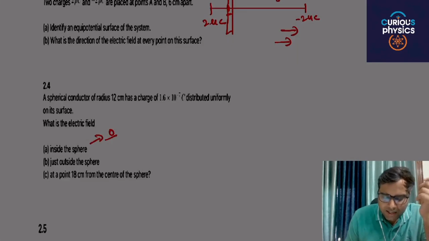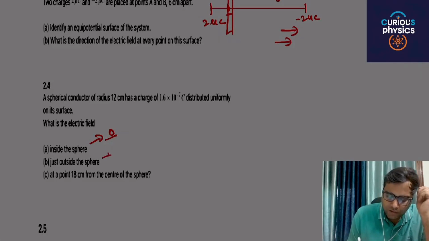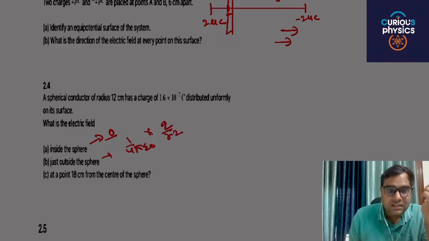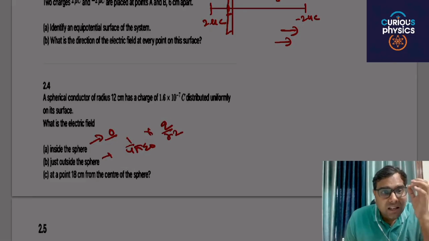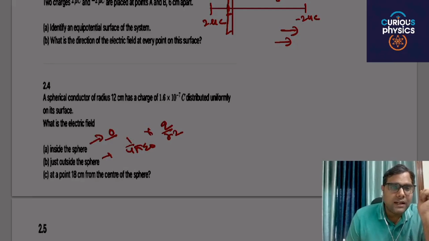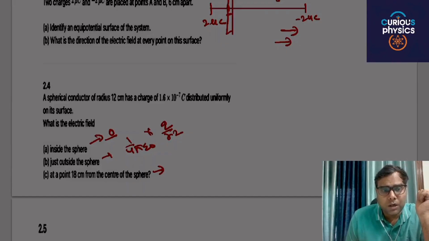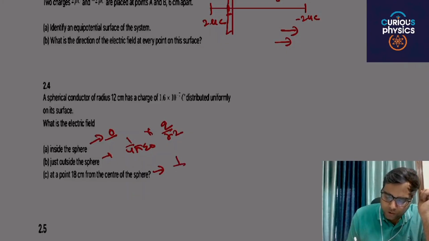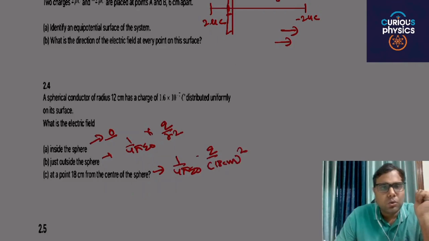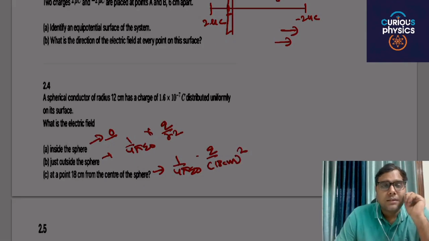Just outside this sphere, it is 1 by 4 pi epsilon naught times charge q by r square. Here r is the radius, at a point 18 centimeter, and for 18 centimeter this sphere will work as a point charge. So 1 by 4 pi epsilon naught q by (18 centimeter) square. You have to convert 18 centimeter into meters. You will get your answer.